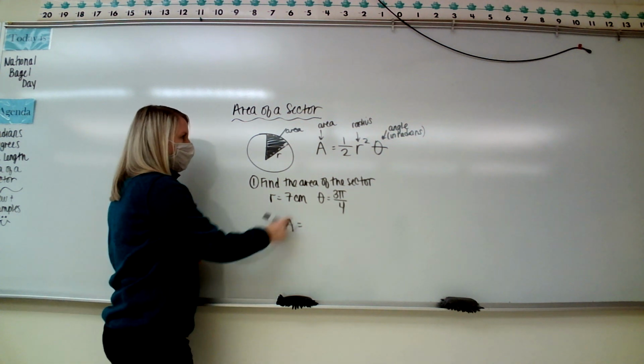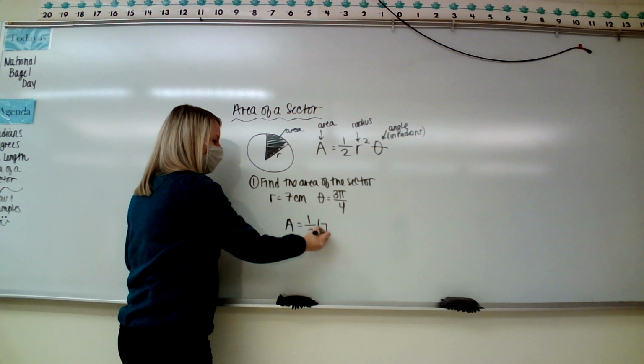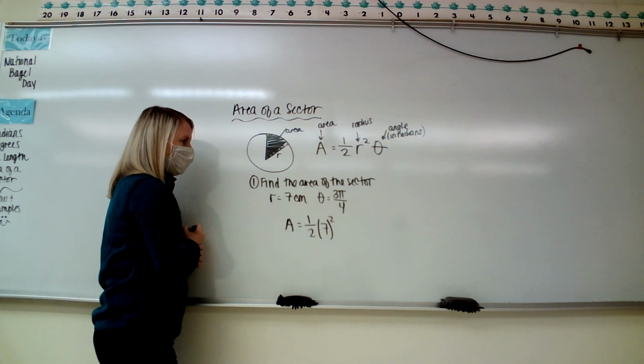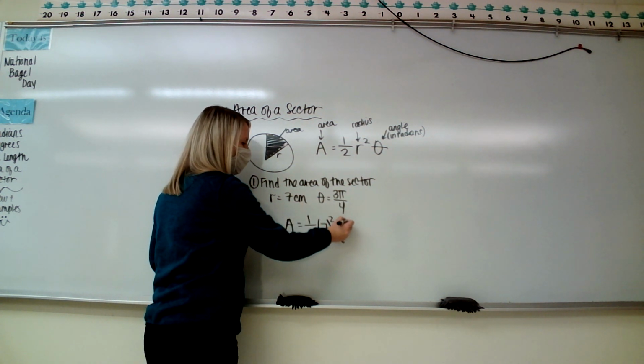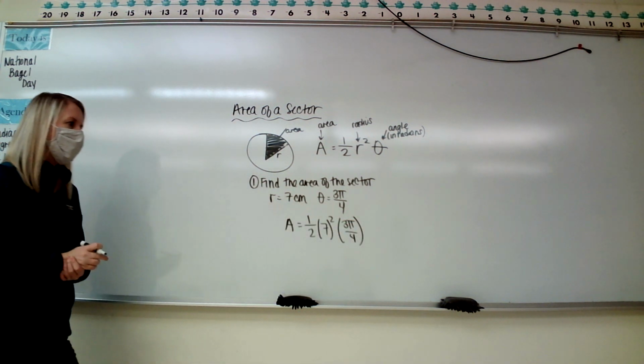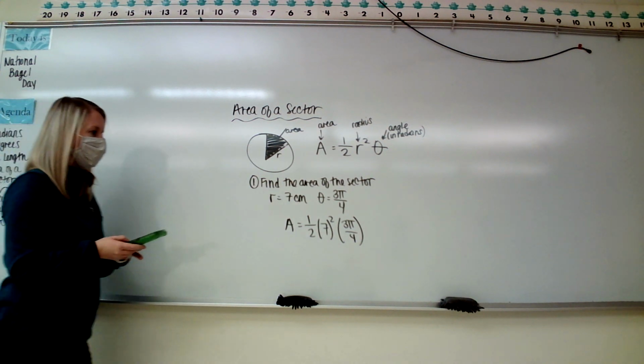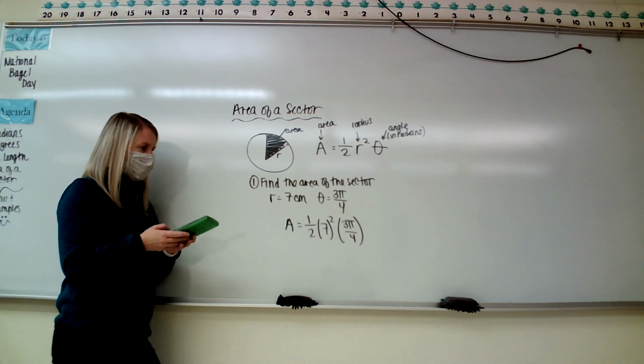So my equation is A equals 1/2 r squared. And then theta is 3 pi over 4. So I'm just kind of using parentheses to throw things in. But then from there, you're really just going to grab your calculator and plug it in. It is one of those things where I do suggest you actually try to plug it in so you know if you're doing it right in your calculator, because all of them are a little different.